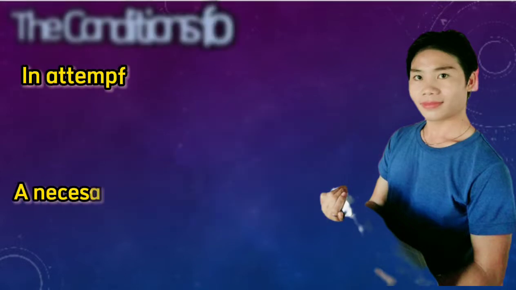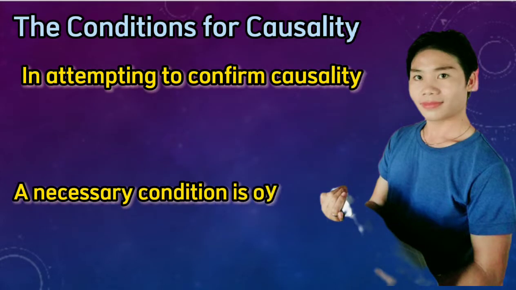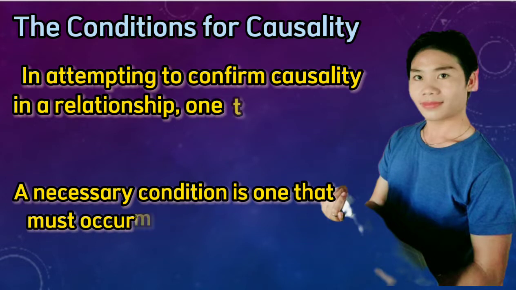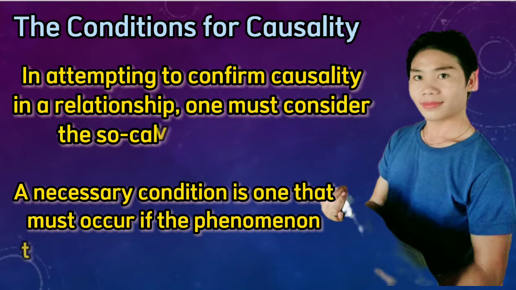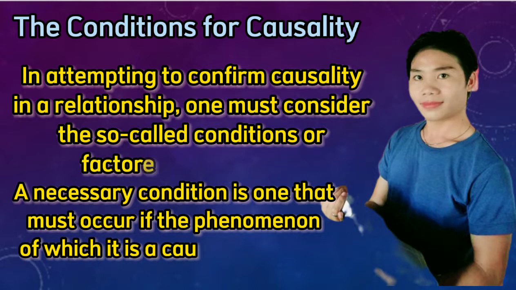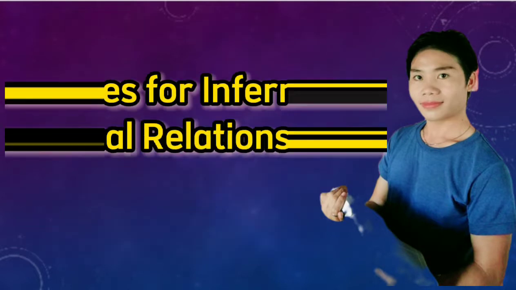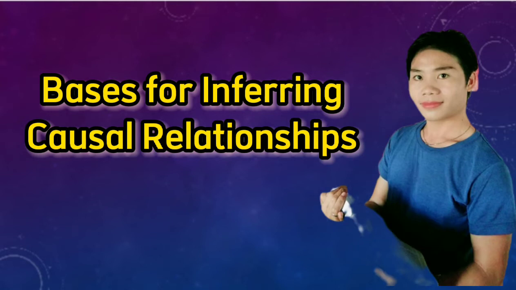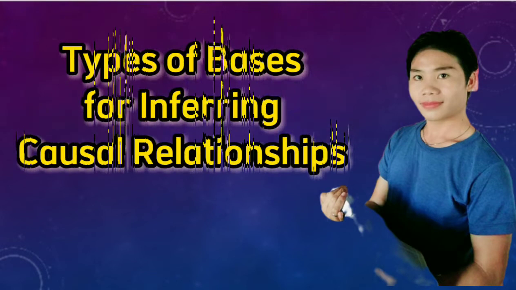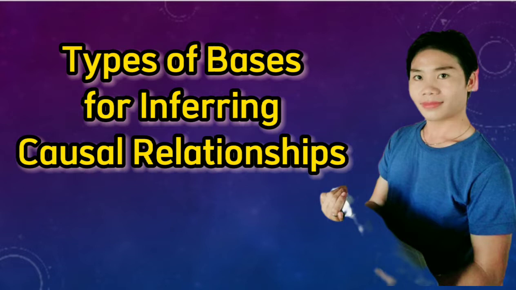The conditions for causality. In attempting to confirm causality in a relationship, one must consider the so-called conditions or factors that may exist. A necessary condition is one that must occur if the phenomenon of which it is a cause is to occur. Bases for inferring causal relationships. Types of bases for inferring causal relationships.